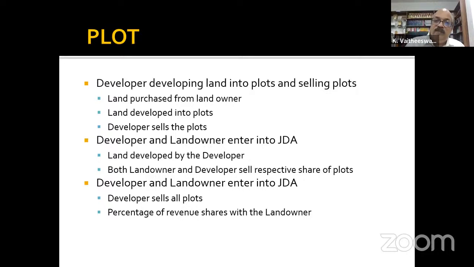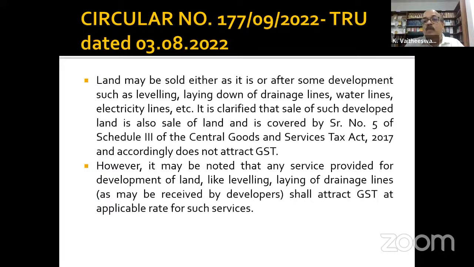first model we discussed. Now, what does the board circular say? Board circular says that land may be sold either as it is or after some development such as leveling, laying down drainage lines, water lines, electricity lines, etc. It is clarified that such sale of developed plot is also sale of land and is covered by entry 5 of Schedule 3 of the GST Act, and accordingly does not attract GST. However, it may be noted that any services provided for development of land like leveling, laying of drainage lines, etc., as may be received by the developers shall attract GST.